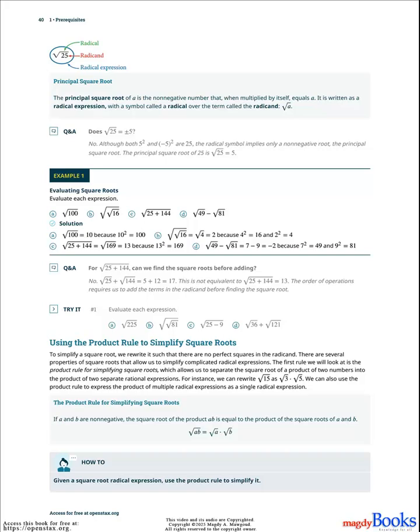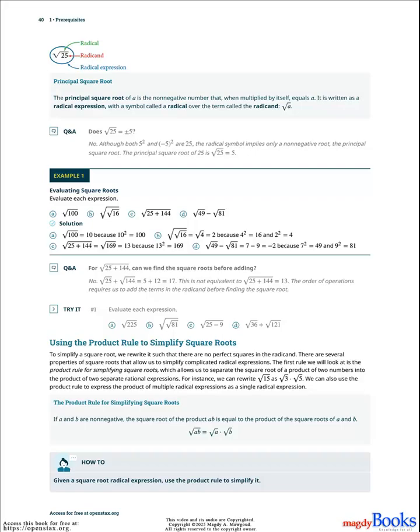Example: √25. Radical, radicand, radical expression. The principal square root of a is the non-negative number that, when multiplied by itself, equals a. It is written as a radical expression, with a symbol called a radical over the term called the radicand, √a.